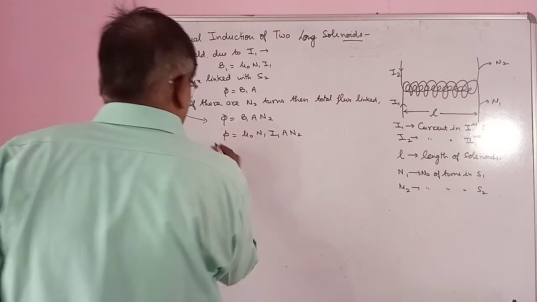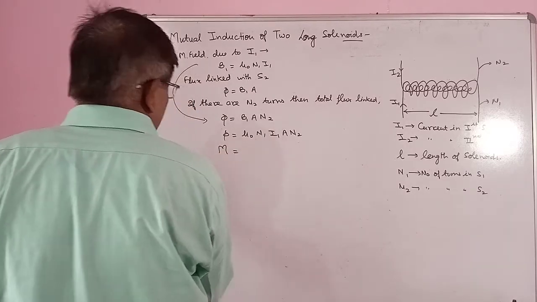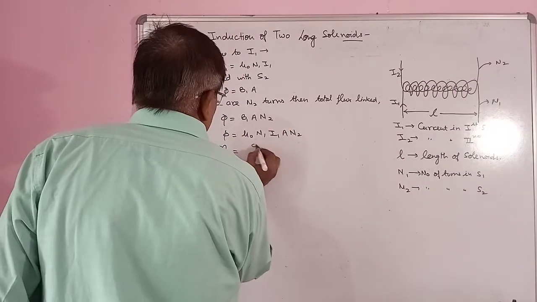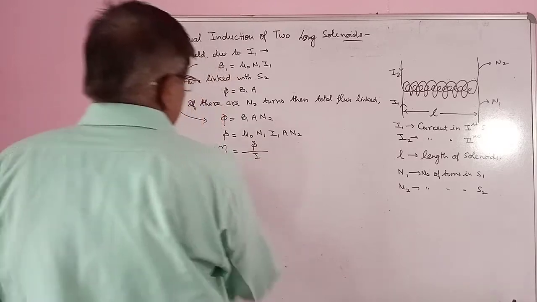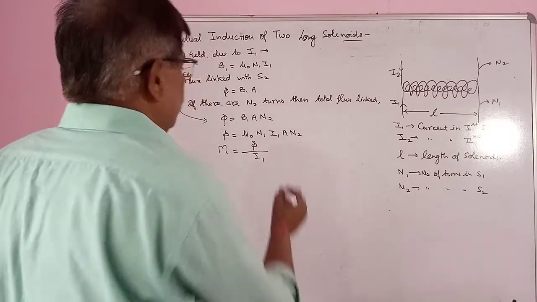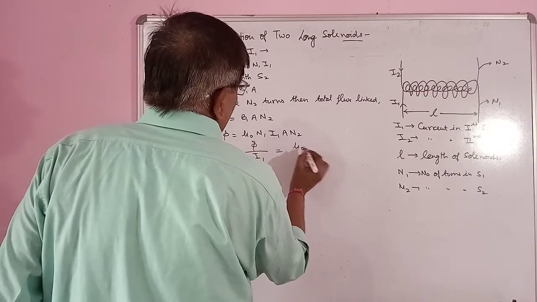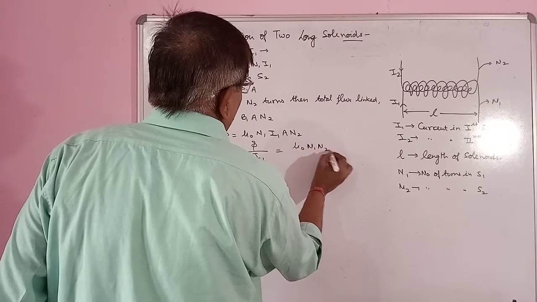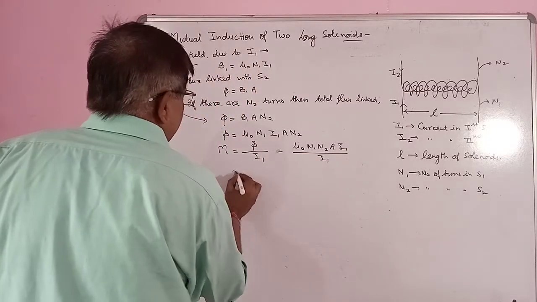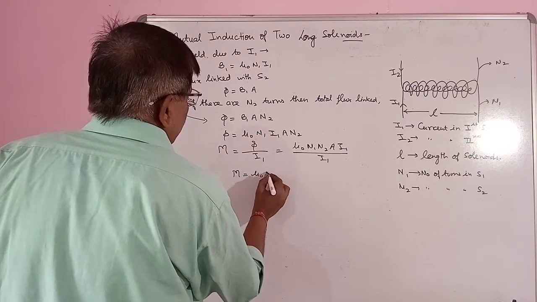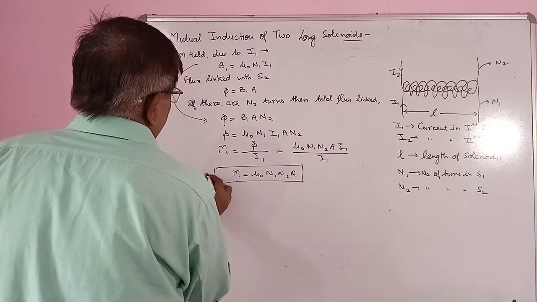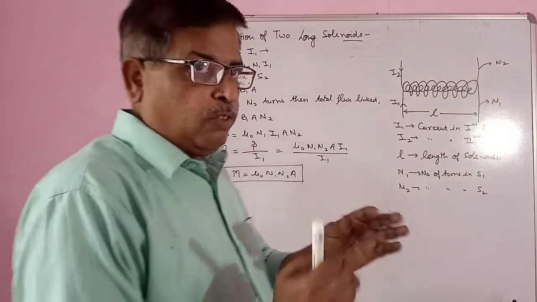Now we know the mutual induction M. From the formula of mutual induction from the previous lecture, M equals phi upon I1. So when we put all these values, mu naught N1 N2 A I1 upon I1, I1 will cancel out and we get mu naught N1 N2 into A. This is our result from the first solenoid.